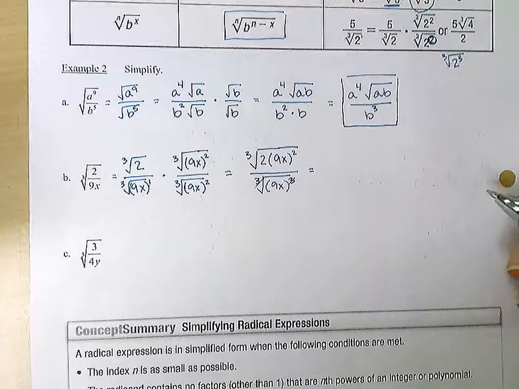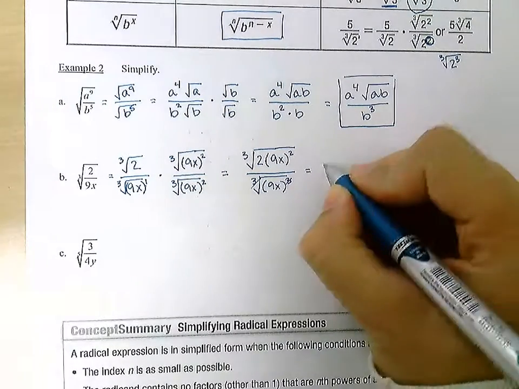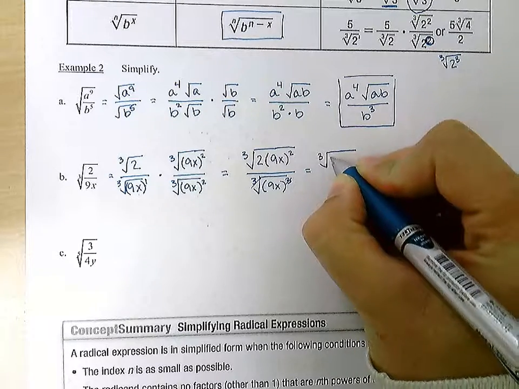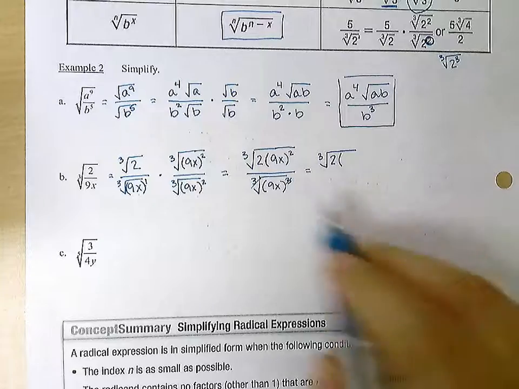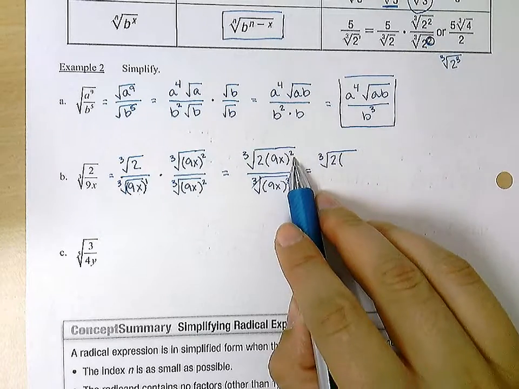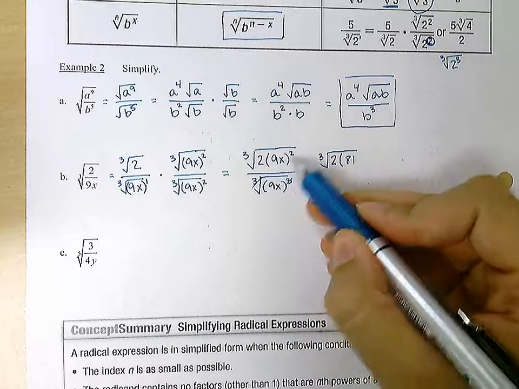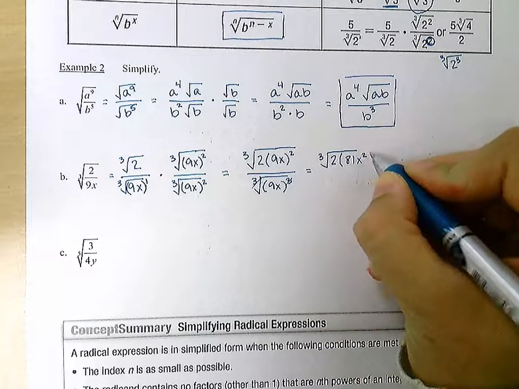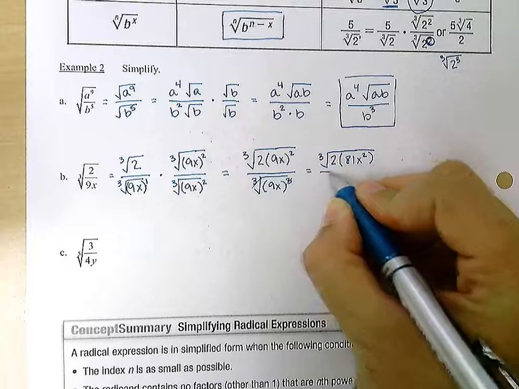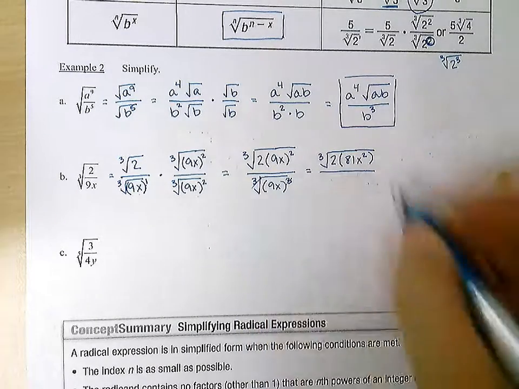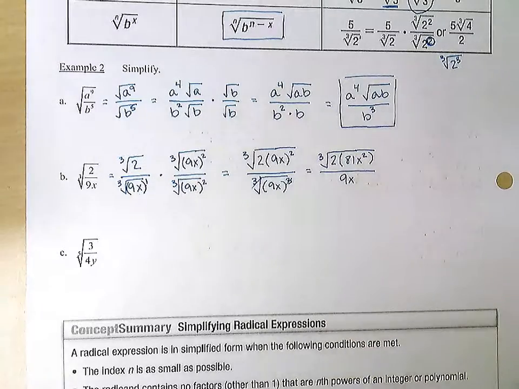Okay, from here we're just going to simplify a little bit. So we have the cube root of 2 times 9 squared, which is 81, and then we have x squared over, again I said these two should cancel, so I'm left with 9x in the denominator.